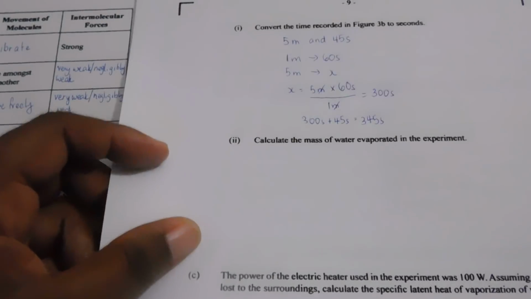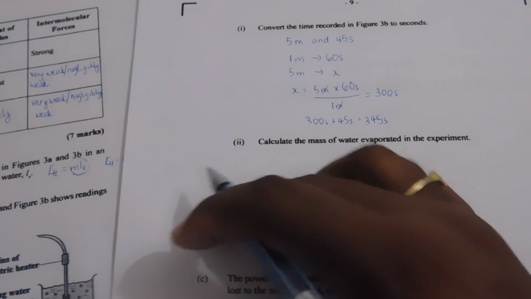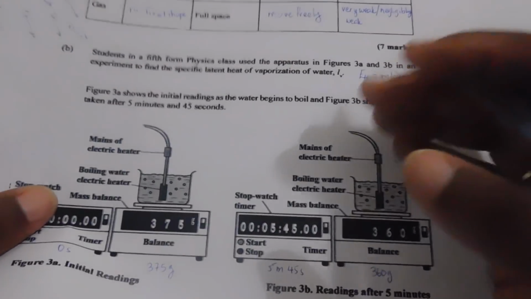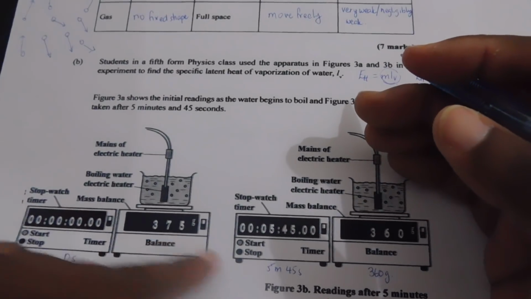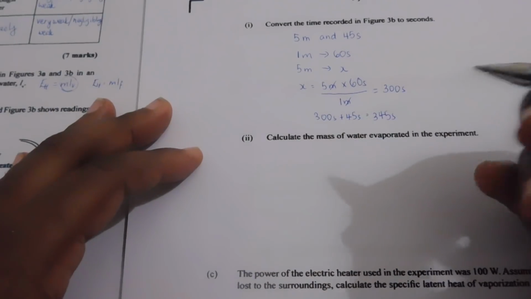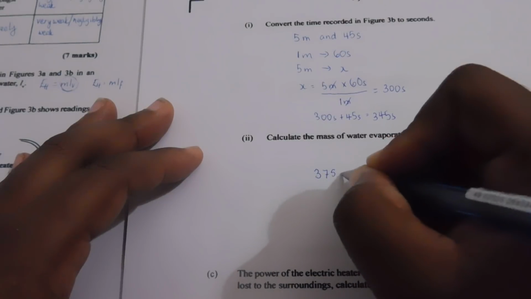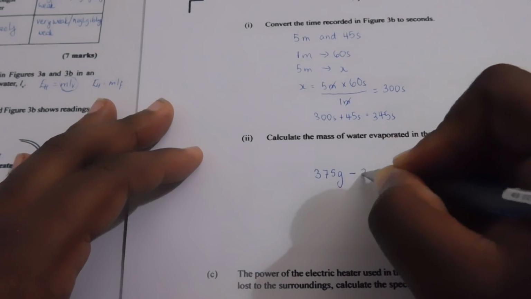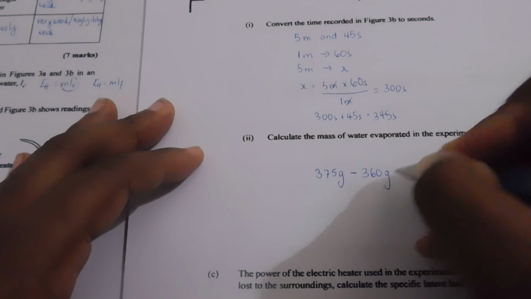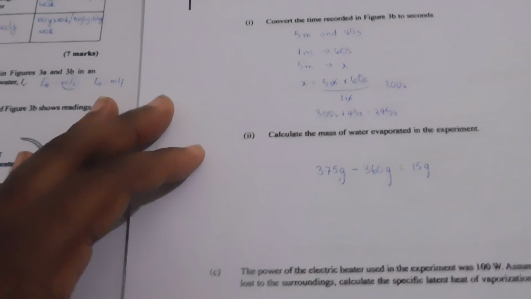Then it says calculate the mass of water evaporated in the experiment. So we know we started off with 375, ended up with 360. So all we have to do is find the difference. So 375 grams minus 360 grams will give us 15 grams. So that's what we have.